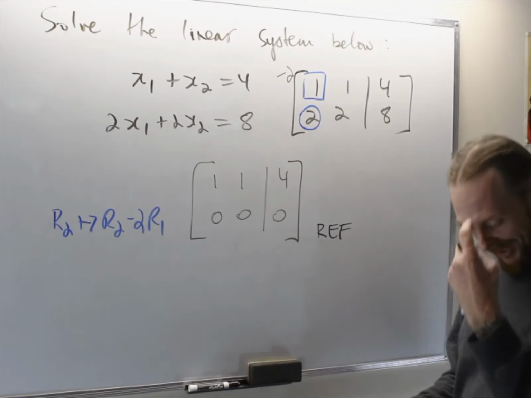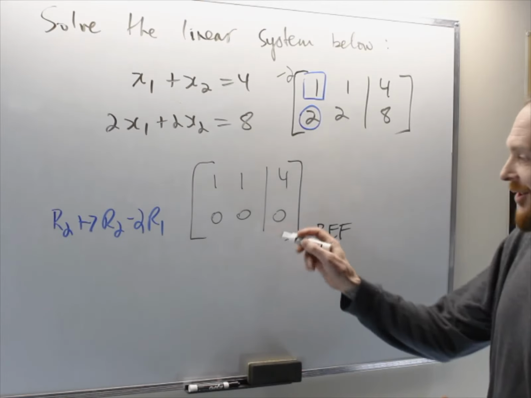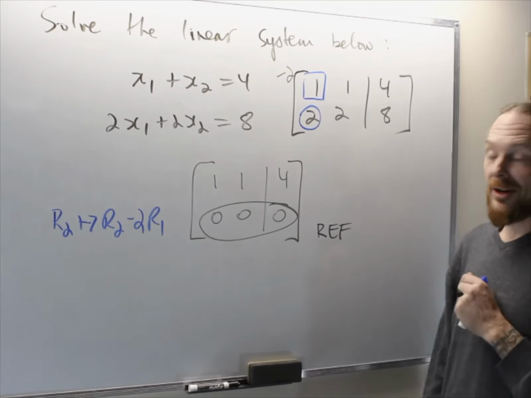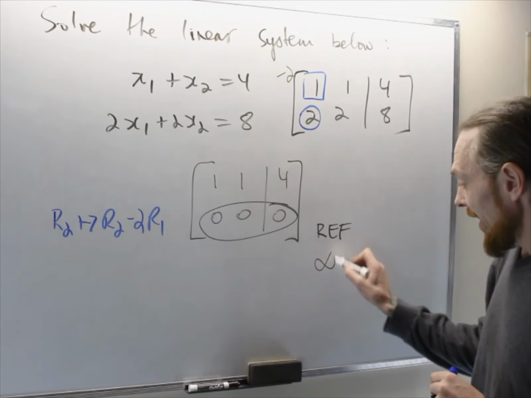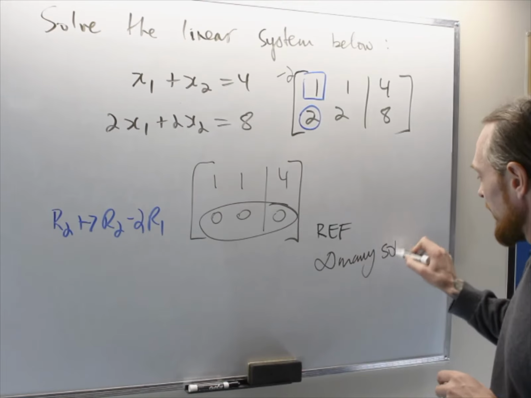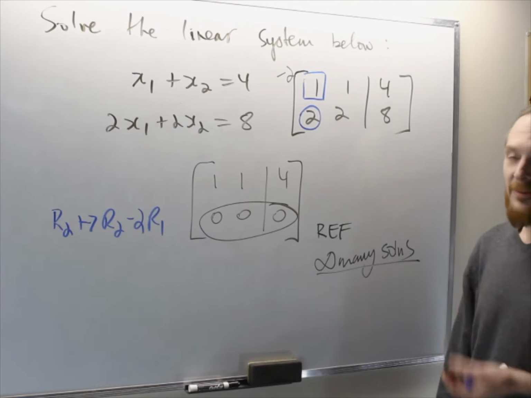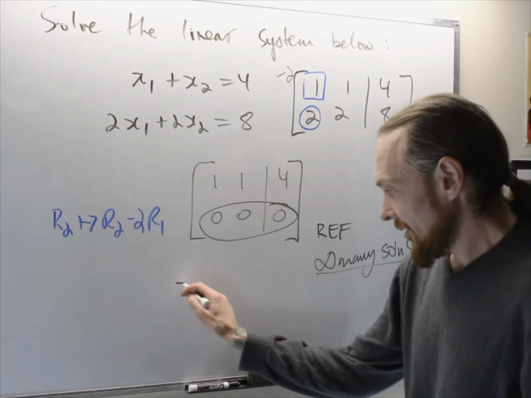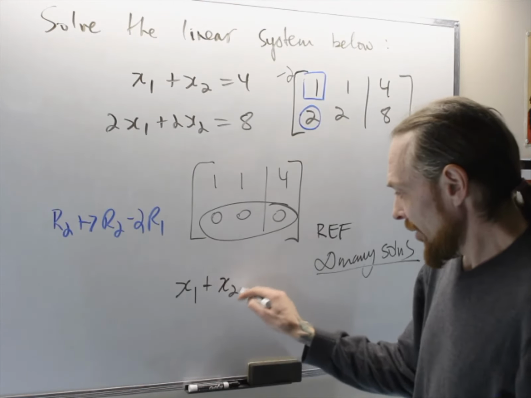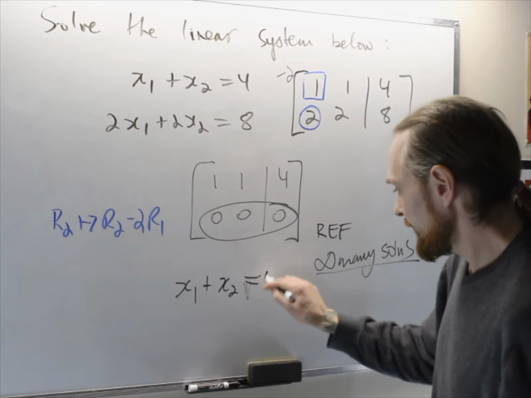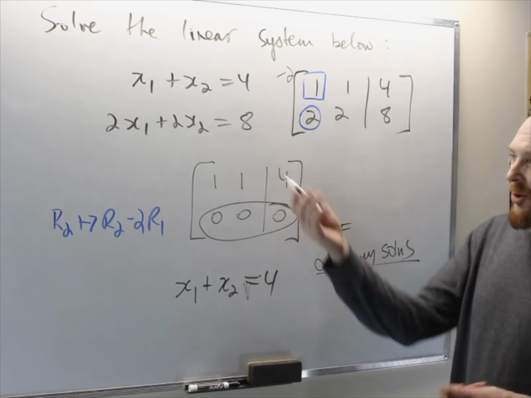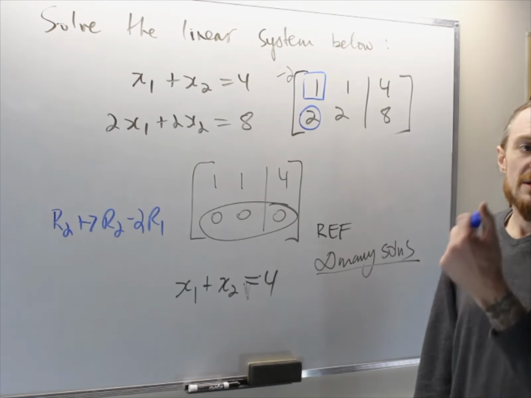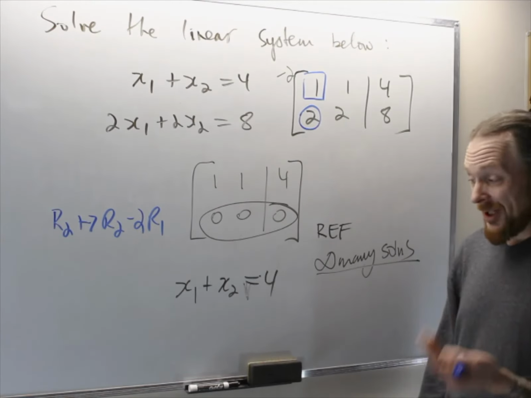Once we're in REF, that's when I check what kind of solution I have. Because I have a row of zeros and no contradictions above it, I have infinitely many solutions. But it said solve the system, so I have to explicitly give the general solution. I do have x1 plus x2 equals 4. What that's really told me is I've eliminated one of the equations, so I only have one equation and 2 unknowns. So one of them is free to be any real number we want.